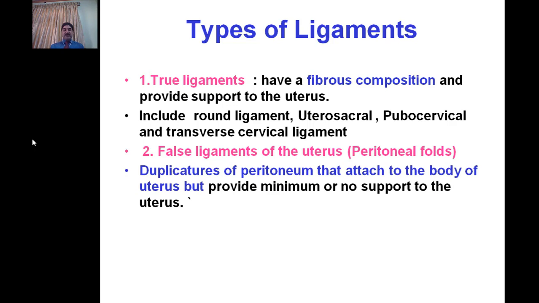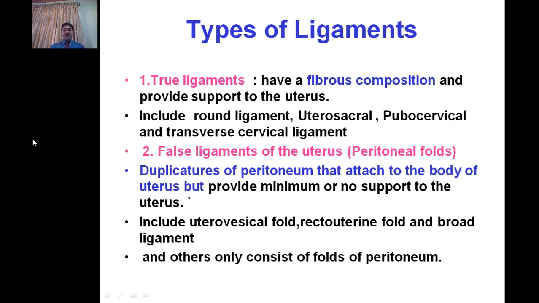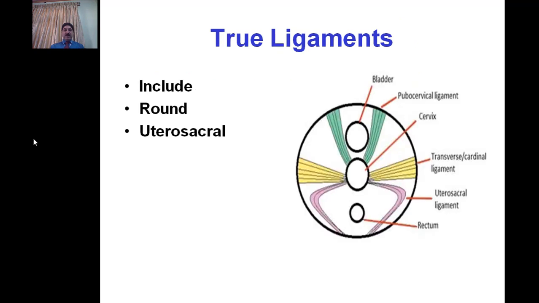False ligaments include uterovesical fold, rectouterine fold, and broad ligament, and others only consist of folds of peritoneum. True ligaments of the uterus, if we go to this section of the pelvic cavity, include a pair of round ligaments, a pair of uterosacral ligaments, a pair of transverse cervical and pubocervical ligaments.